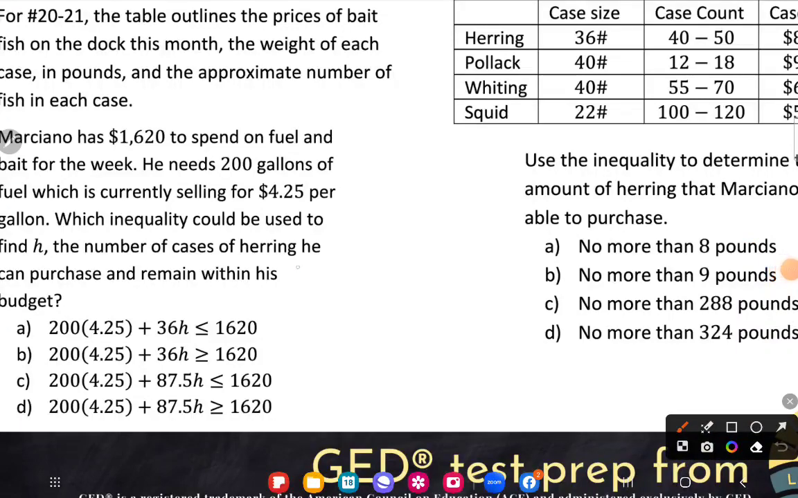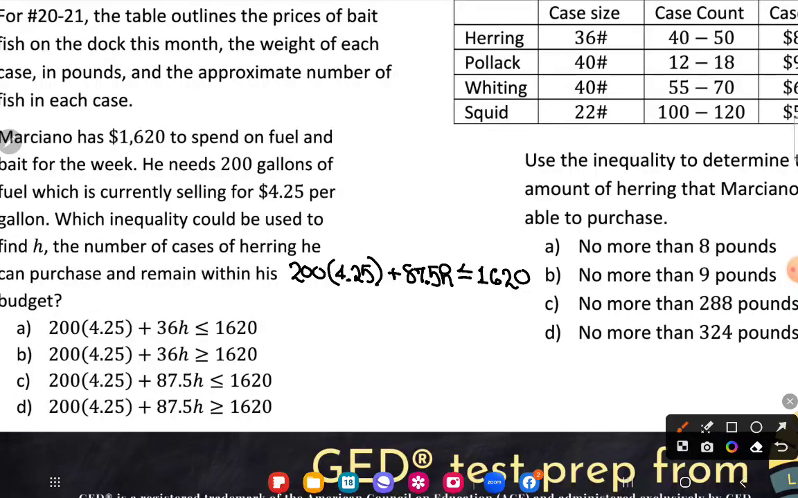So 200 times 425 plus, so the cost of the gas plus the cost of the herring has got to be less than or equal to $1,620. Oh, look, I said it right with my mouth and then my hand did not obey my mouth.